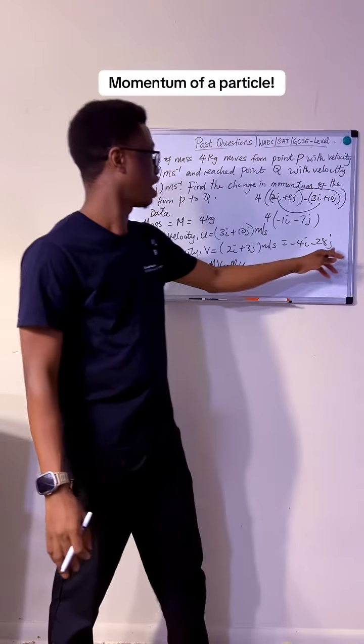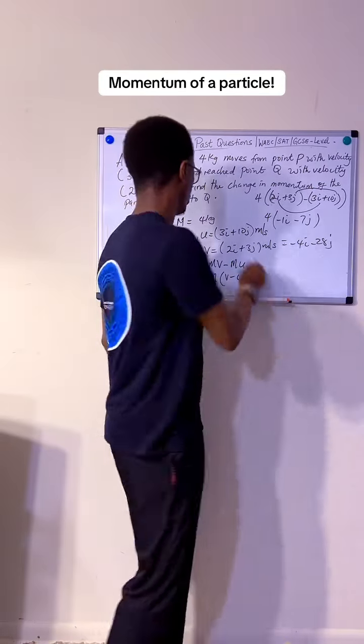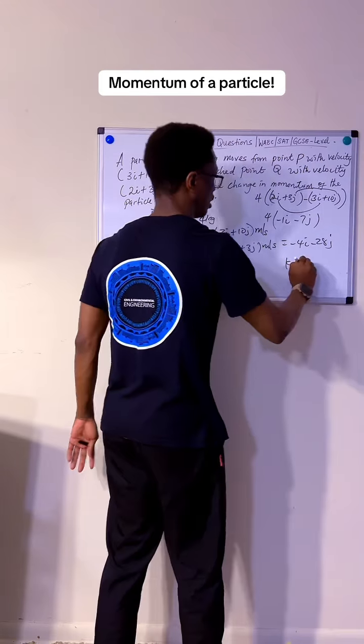Easy as that. Now, all you have to do is write the formula and the unit here. So the mass is in kilograms multiplied by meters per second.